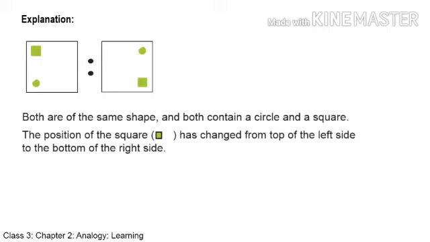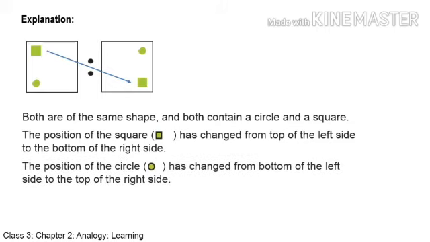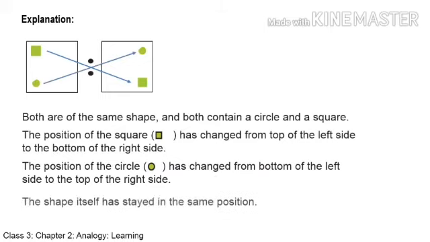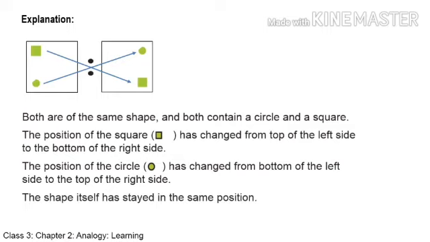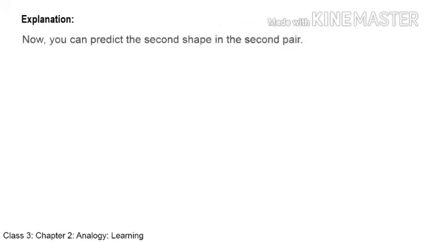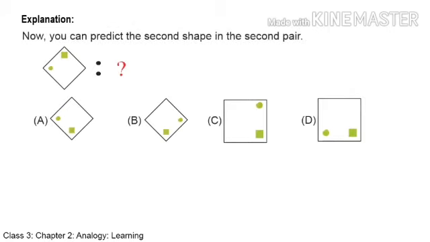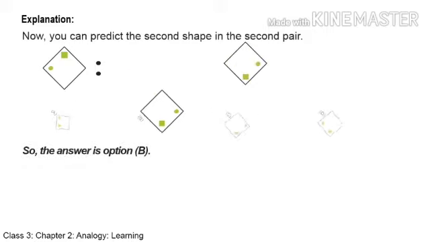Yes, the position of the square has changed from top of the left side to the bottom of the right side. The position of the circle has changed from bottom of the left side to the top of the right side. Is there any difference in the shape? No, there is no difference in the shape. It has stayed the same in the same position. Now, can you predict the second shape in the second pair? Yes, among all the options, the position of the square has changed from top of the left side to the bottom of the right side in option B, which is similar in pattern with the first pair. Hence, the answer is option B.